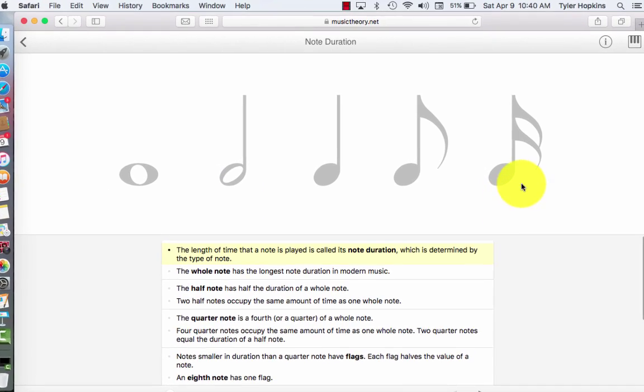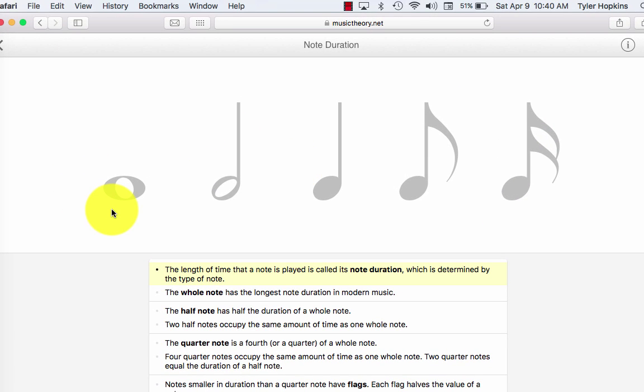As you can see, the 5 notes before us, we will be talking about each and every one of them today. The length of time that a note is played is called a note duration, which is determined by the type of note. As you can see, we have 5 types in front of us. The whole note is the longest note duration in modern music.